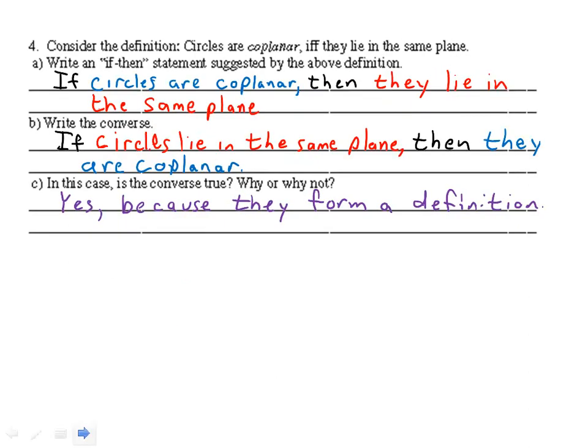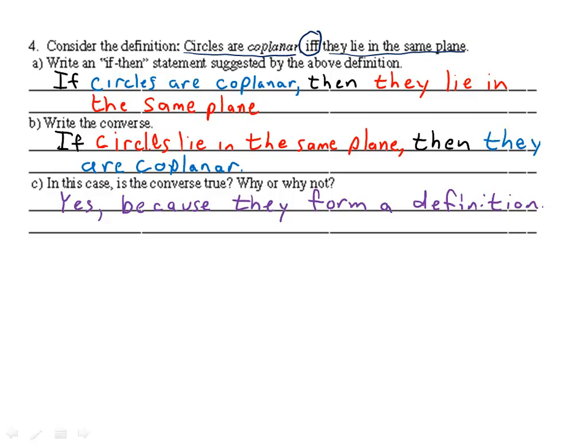Alright, number 4, consider the definition. Circles are coplanar if and only if they lie in the same plane. Alright, so we have to be aware of this when we see it. It means we've got a definition going here and definitions are formed by taking two conditional statements and turning them using the conditional statement that's true and its converse that's true. Alright, so you can see what we've done here. I've taken these clauses that are on each side of the if and only if, and I've taken the first one and made it a conditional statement. If circles are coplanar, then they lie in the same plane.